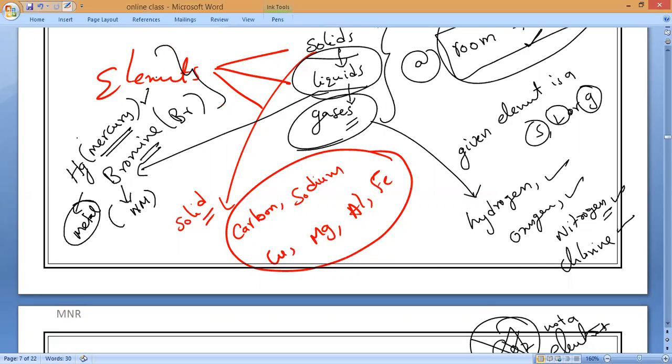One is mercury. What is the symbol of mercury? Hg. And what is the symbol of bromine? Br. These are the only two elements which we call liquid elements at room temperature. Please all of you note it down. Gases and solids are many, so many elements are solids only. Gases are also fewer, but liquids only two. All of you should remember that too.